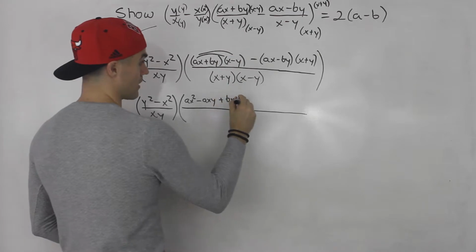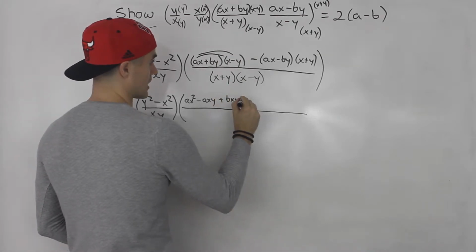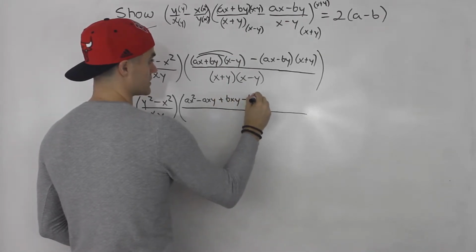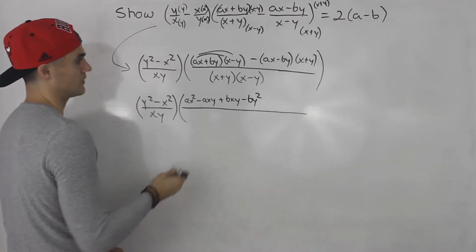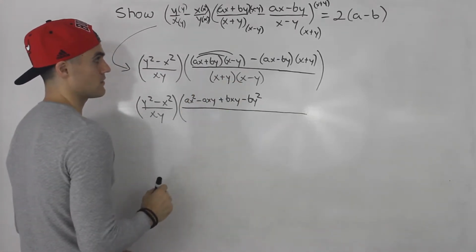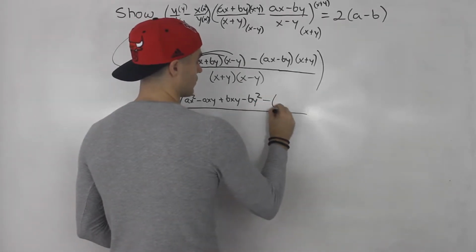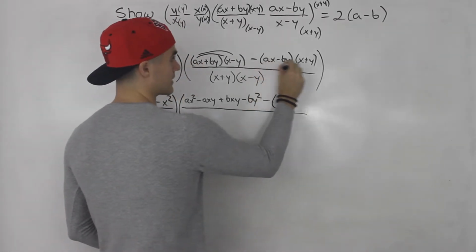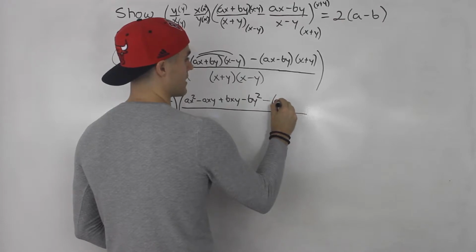By times negative y, that would give us negative by squared. Right? So when we FOIL this out, it expands to this. And then let's FOIL this out here. Ax times x gives us ax squared.